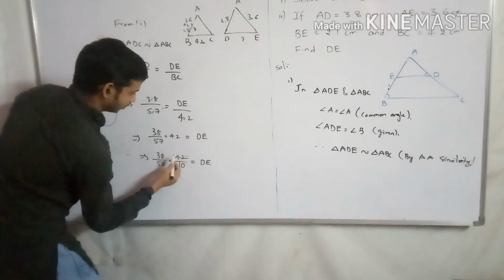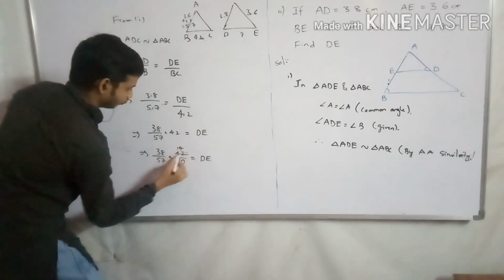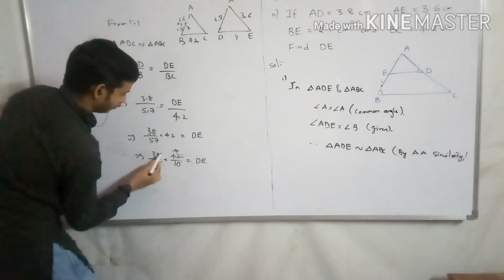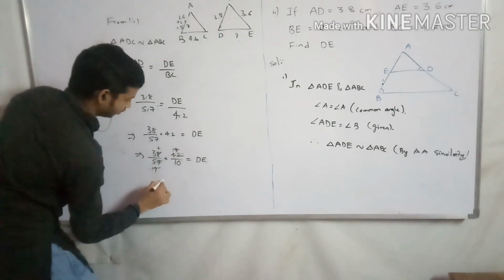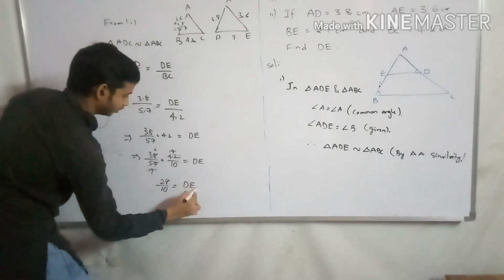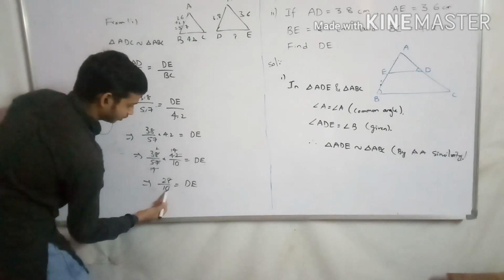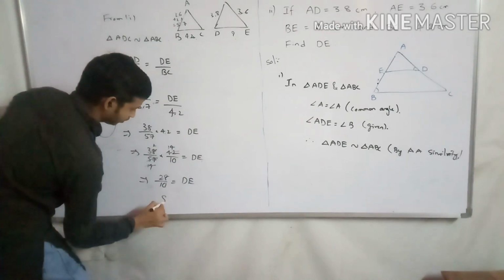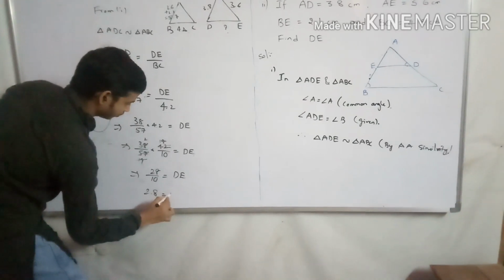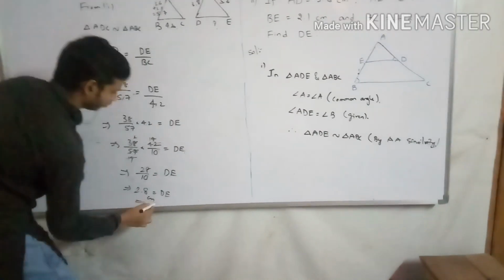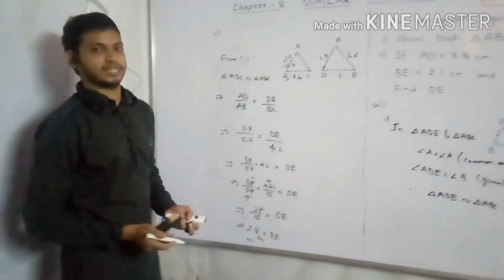If we cancel with the 3 table, 3 ones are 3 and 3 nines are 57. So 19 twos are 38. So 2 fourteens are 28 by 10 equals DE. 28 by 10, that means the denominator consists of 10, so the decimal goes before the last one digit, that is 2.8. So DE equals 2.8 centimeters. Okay, so let us discuss the next question.